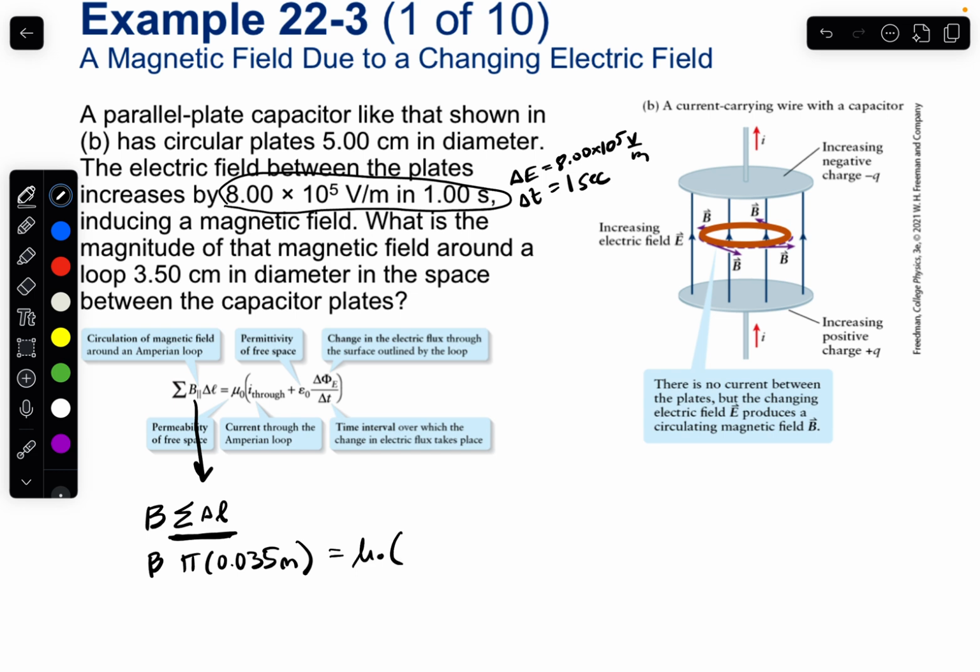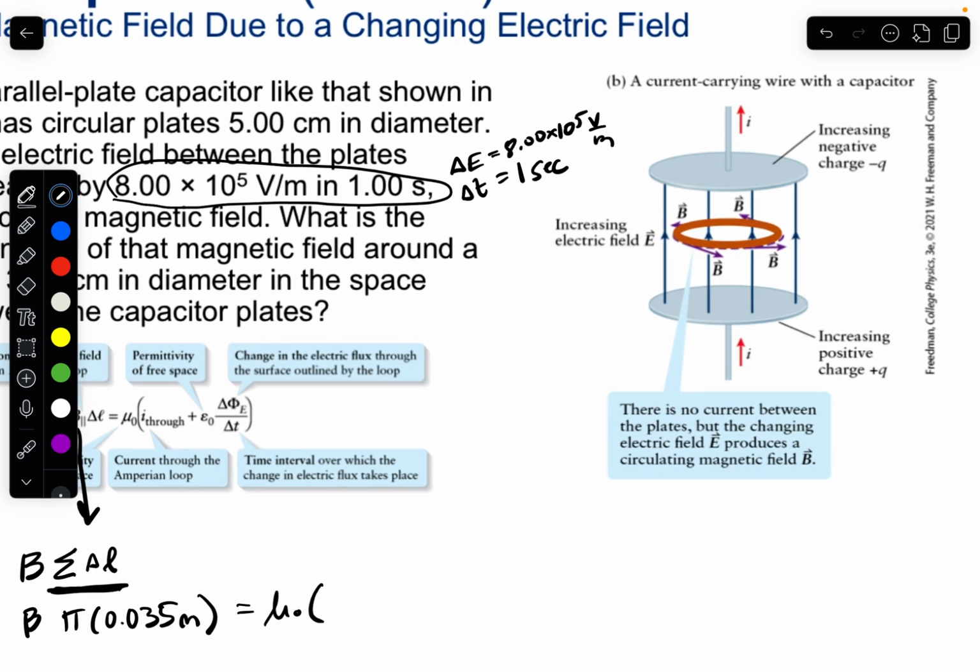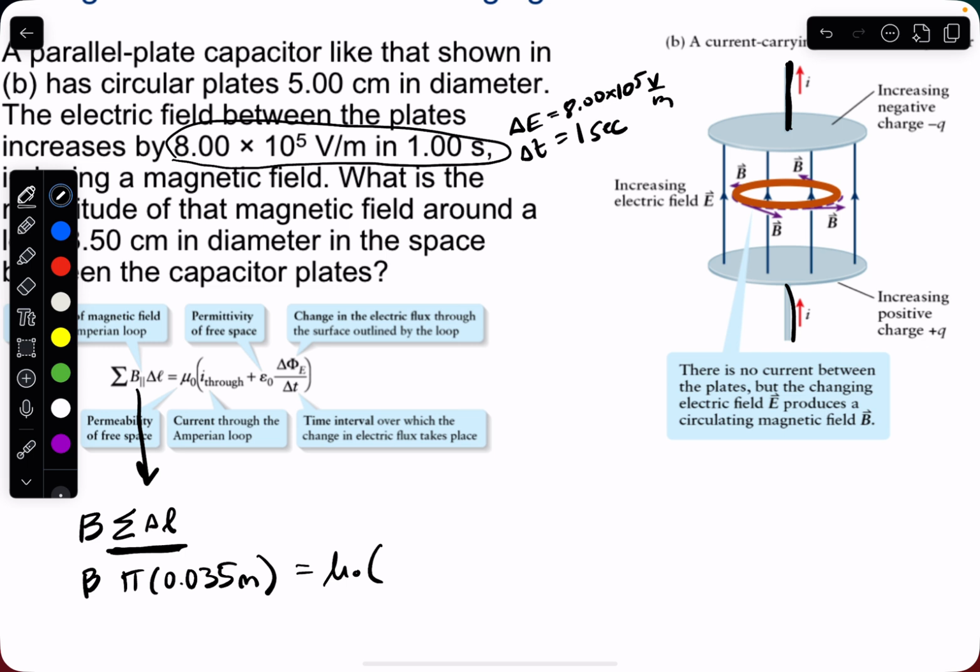So let's look at this loop. Here it is, the orange loop. Is there a current through the loop? No, right? There is no current in here. The current is over here, feeding the plate and then coming out of the plate. There is no current in the space between the plates of the capacitor, right? There's no wire there. It's empty space. So the current through will be 0.